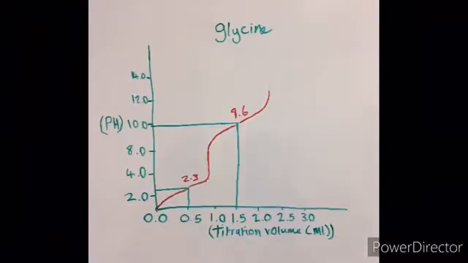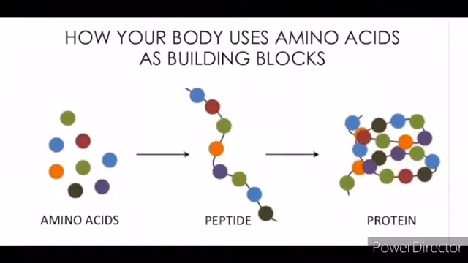This graph represents the pKa value of the amino acid glycine. Amino acids are organic compounds that combine to form proteins. The human body uses proteins to break down food and to grow and repair body tissue. Proteins are formed from polypeptides, which are polymers made from various amino acids.